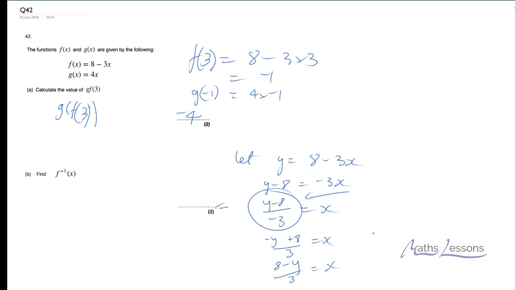Now to get the inverse function, we always write everything back in terms of x. So we write 8 minus x over 3. So f minus 1 of x is equal to 8 minus x over 3.